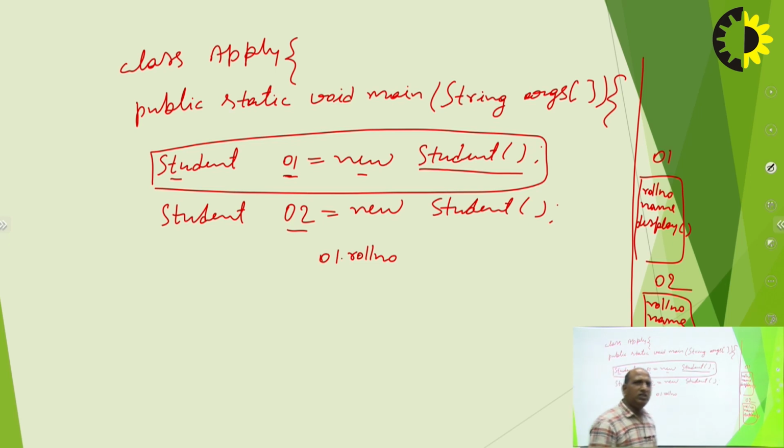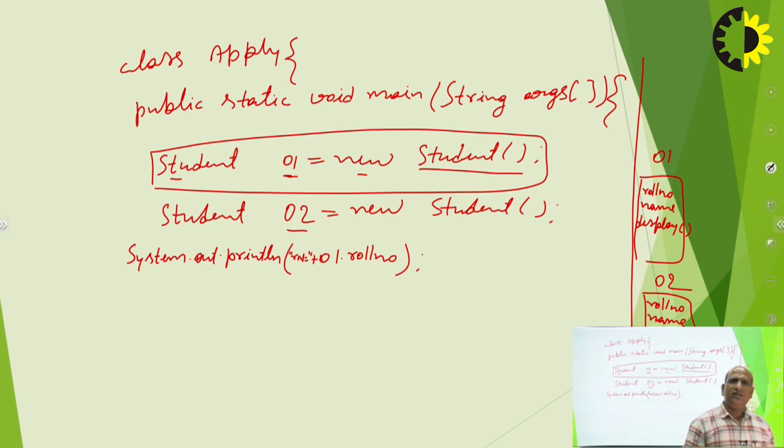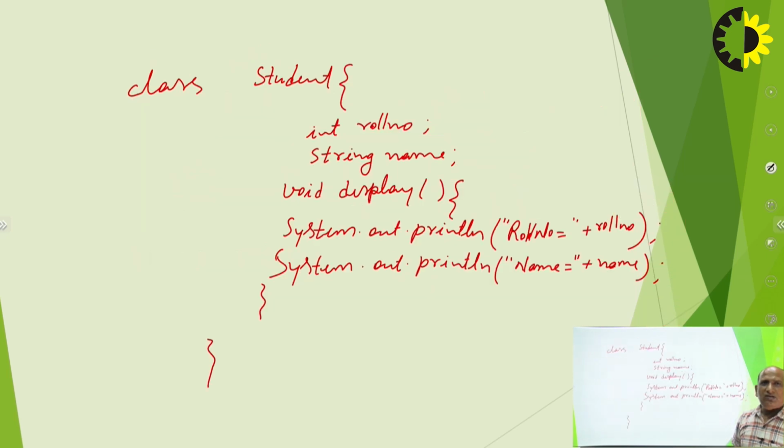And if you want to display that, you have to put that within the System.out.println method. And here I have written roll number equals to plus O1 dot roll number. This way, you have not assigned anything to this roll number, so by default blank will be printed, because in the previous class you have not assigned anything to this roll number or name.